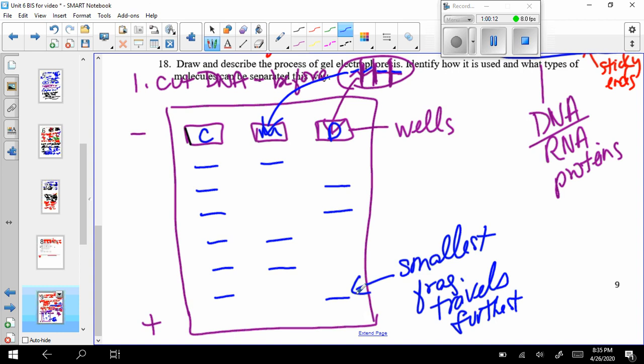So crime scenes, paternity tests, seeing how closely related organisms are, and to see if you can detect a genetic disorder. Like if you're trying to find out, hey, do I actually have the breast cancer gene? You could do a gel electrophoresis test to test for that.